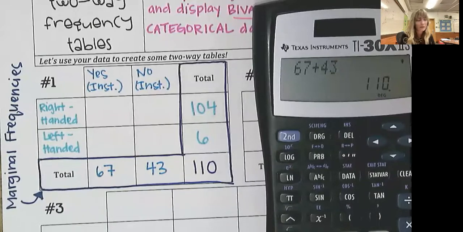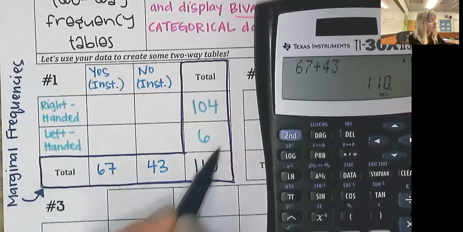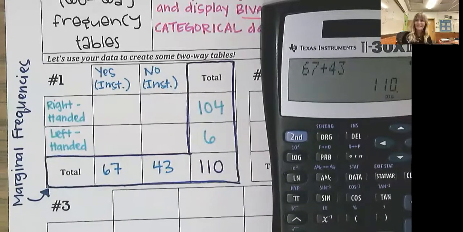That's not every eighth grader. That's just how many filled it out. Okay, so those two should add up to the same. This whole area is called marginal frequencies. Now, that's interesting. That's fine. That tells us some stuff.